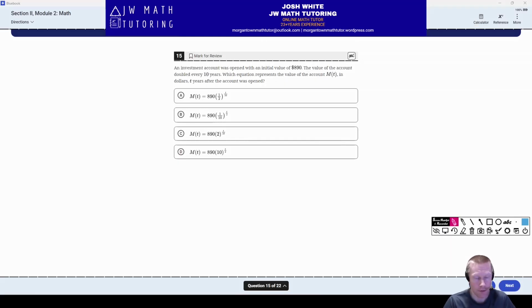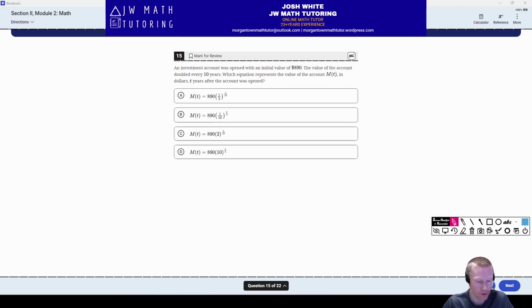All right, next up, we have a problem dealing with an exponential function. So the value of the account doubles every 10 years. The initial value is 890. Okay, so it's going to have 890 in the front.